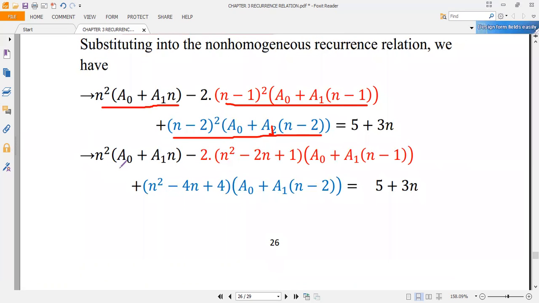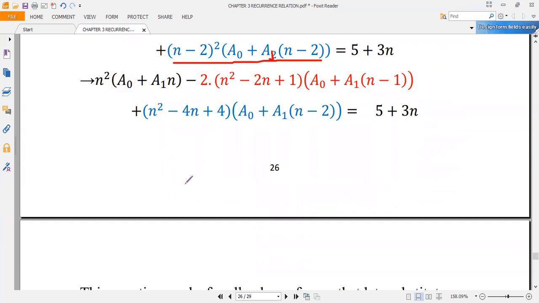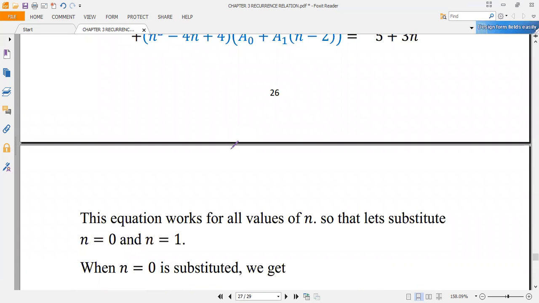So when you are expanding n minus 1 the whole square and n minus 2 the whole square, you will get n squared times a naught plus a1 times n, minus 2 times n squared minus 2n plus 1 times a naught plus a1 times n minus 1, plus n squared minus 4n plus 4 times a naught plus a1 times n minus 2, which is equal to 5 plus 3n. This equation is satisfied for every value of n.